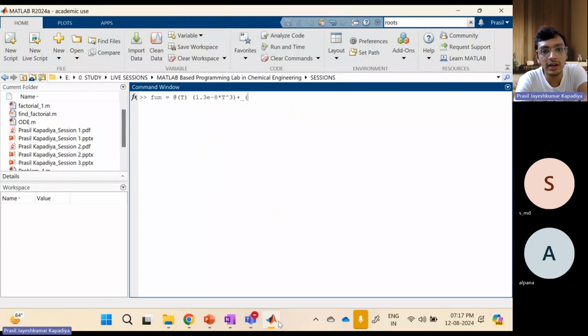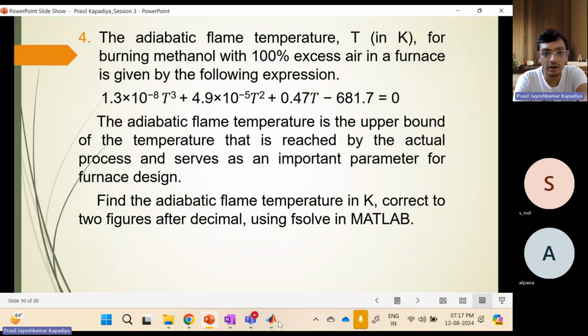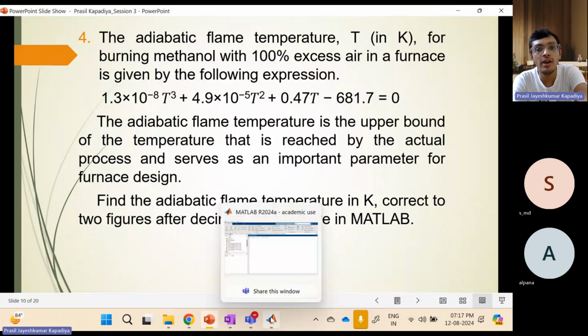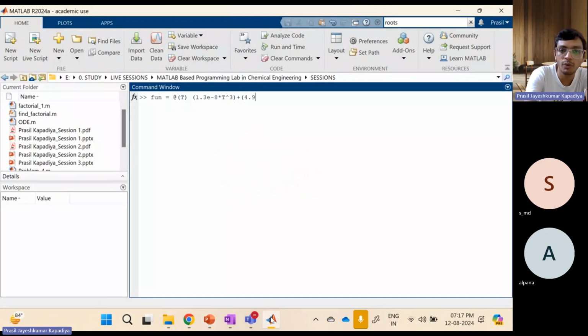Then plus, be really careful. This kind of question will be there in your final exams, so be careful while you are copying the numbers from your problem statement. 4.9 into 10 to the power minus 5, so 4.9e-5 into T square, plus 0.47 into T, minus 681.7. So this is my equation.